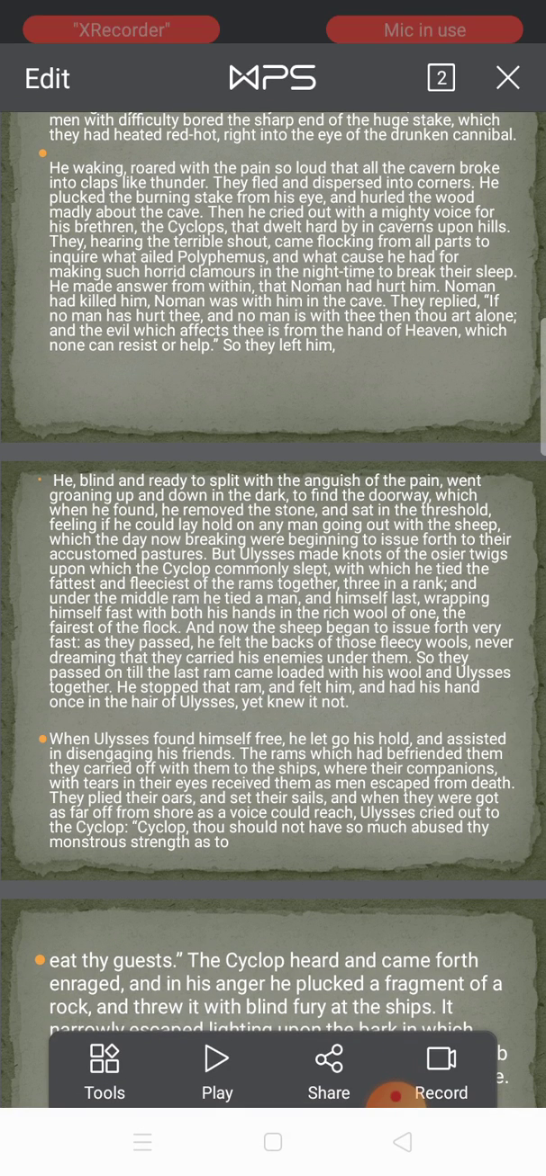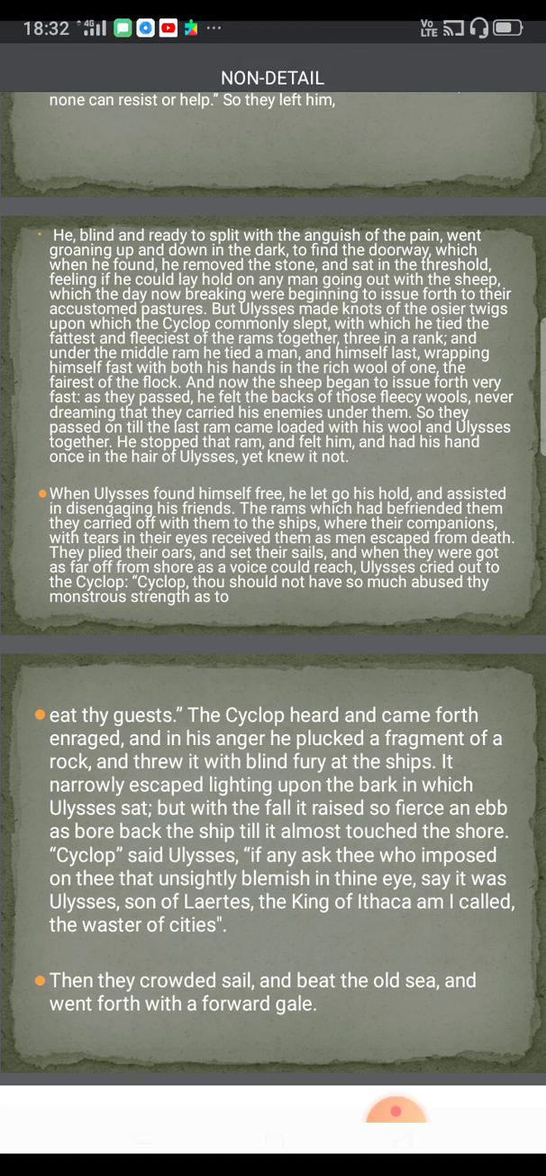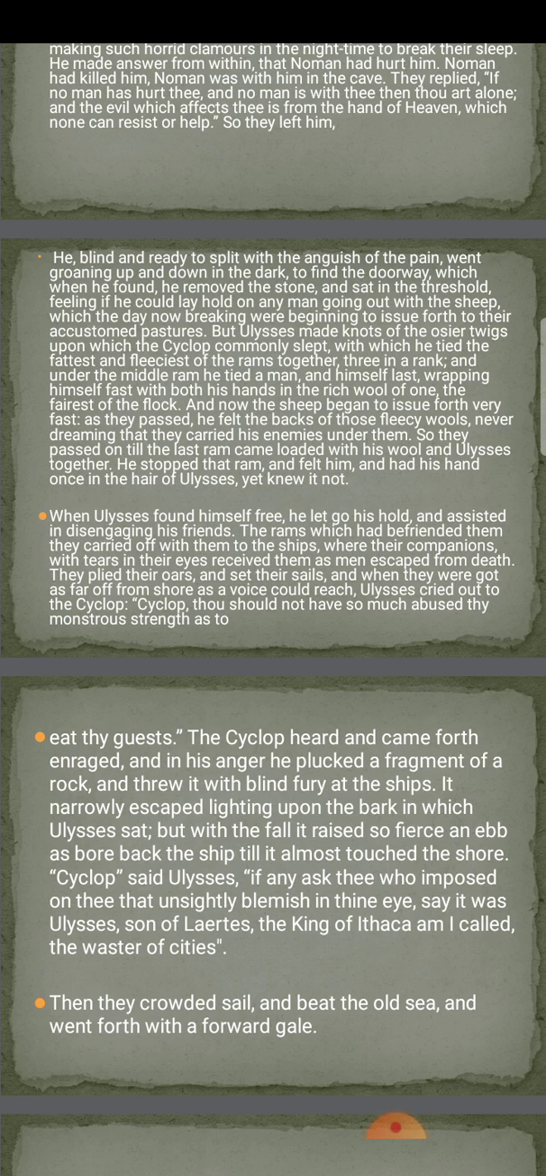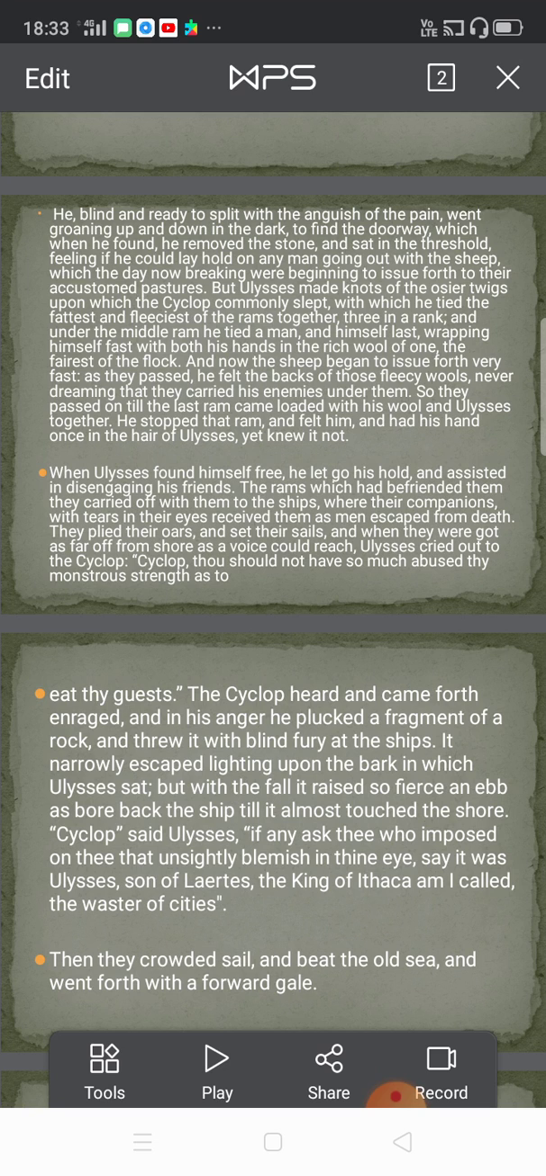They plied their oars and set their sails, and when they had got as far off from shore as their voice could reach, Ulysses cried out to Cyclops: Cyclops, you should not have so much abused your monstrous strength as to eat your guests. That is, don't show your cruelty, don't show your bad behavior or attitude to others.